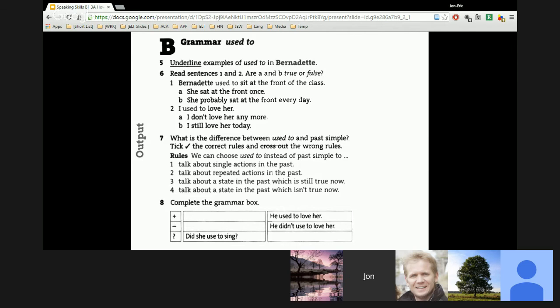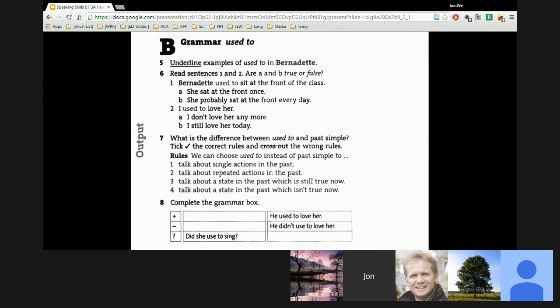Sam, can we or can't we use used to in number 4? Yes, we can use used to talk about the past. Are you looking at number 4, Sam? Yes, I'm looking at number 4. Talk about a state in the past which isn't true now. So we can use used to for that, right? Yes. Okay, I agree. Absolutely. So, exercise number 7 summarizes the differences.